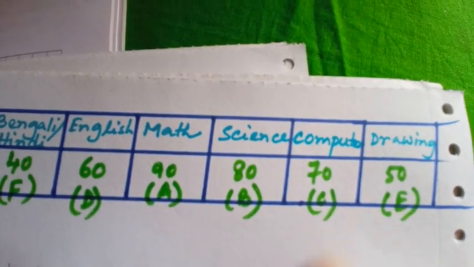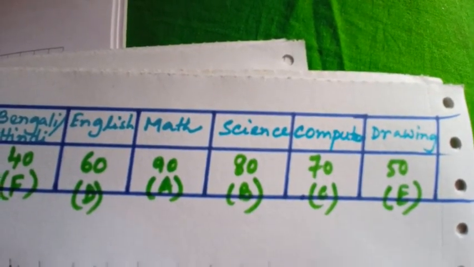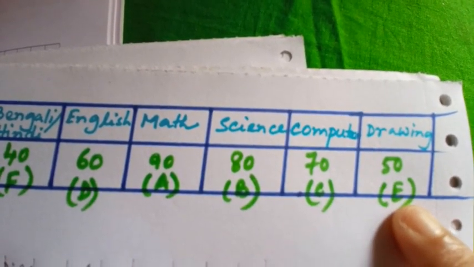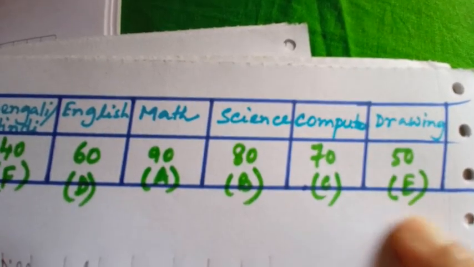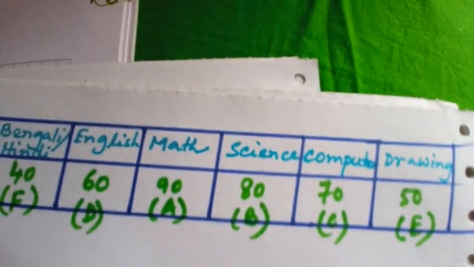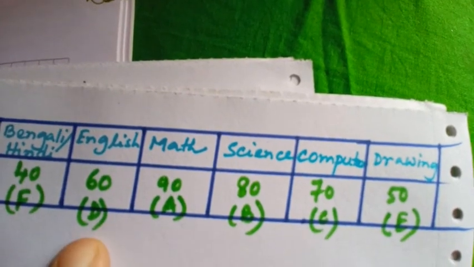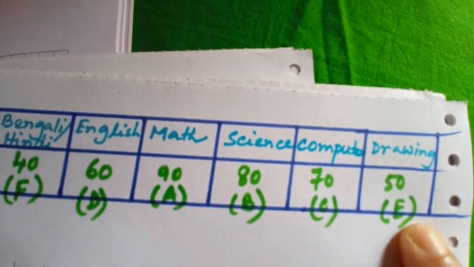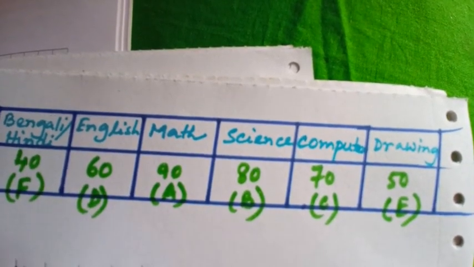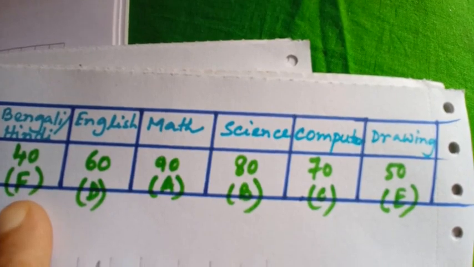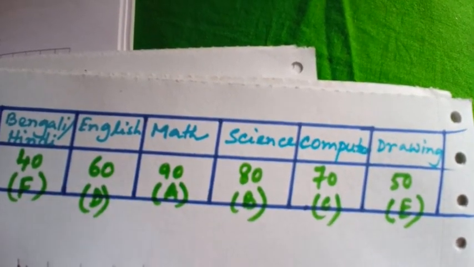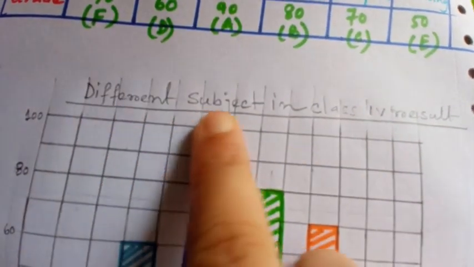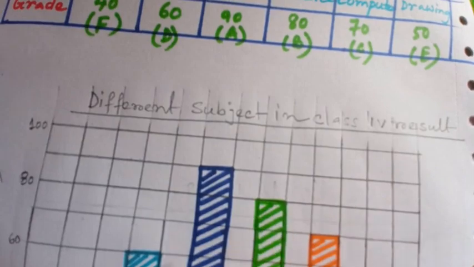and 70 to 79 is grade C, and D is 60 to 69, and 50 to 59 is E, and 40 to 49 is grade F. Okay, so these are the different subjects in the class 4 result. I told you that the title is very important.